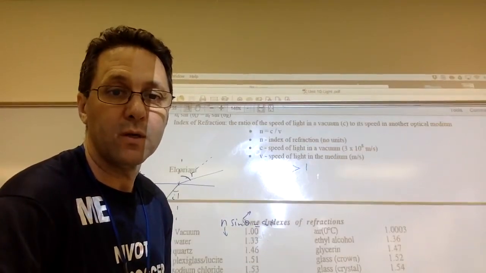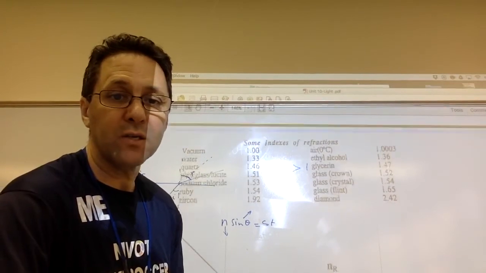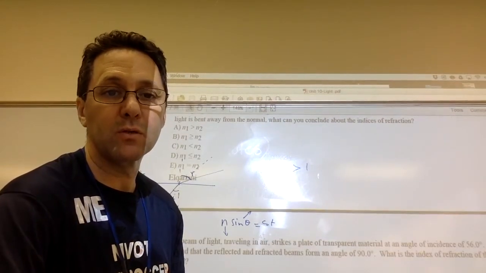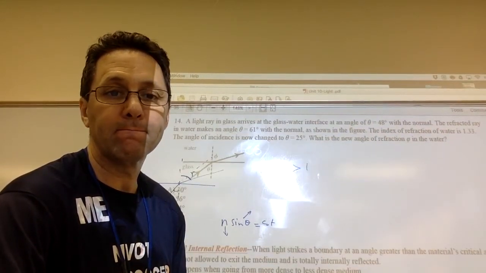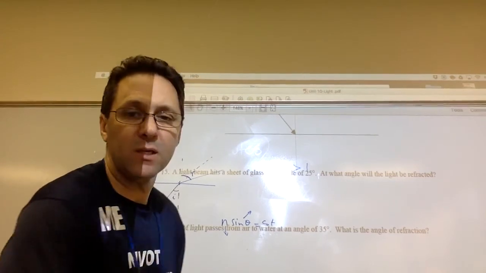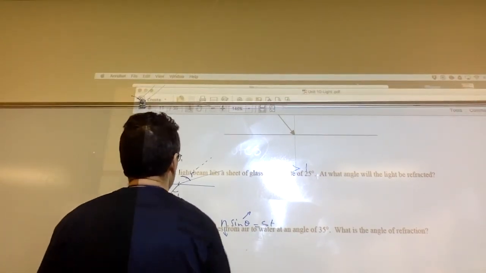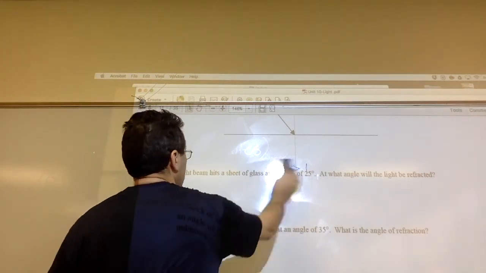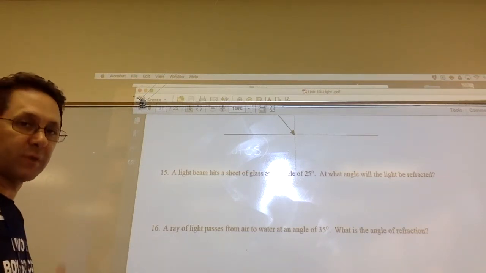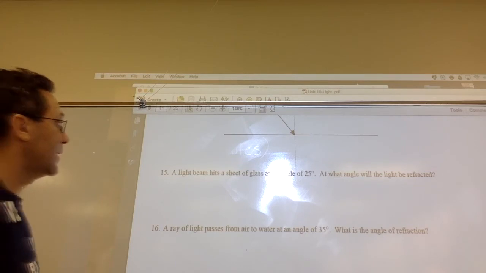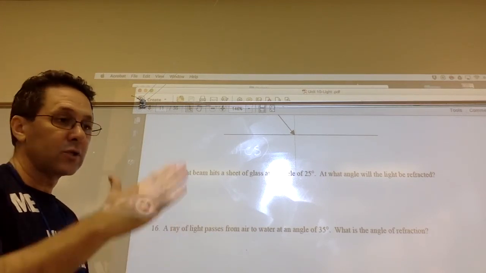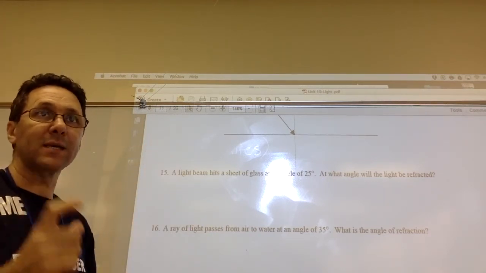What else do we have here? You are given some indices of refraction. So let's do one simple example. Let's go to page 11. I'm going to do number 15. A light beam hits a sheet of glass. If it doesn't say where it's coming from, we assume it's coming from air, at an angle of 25 degrees. So now we're going from less dense to something more dense, so our angle should get smaller than 25, because n sine theta has to remain constant.